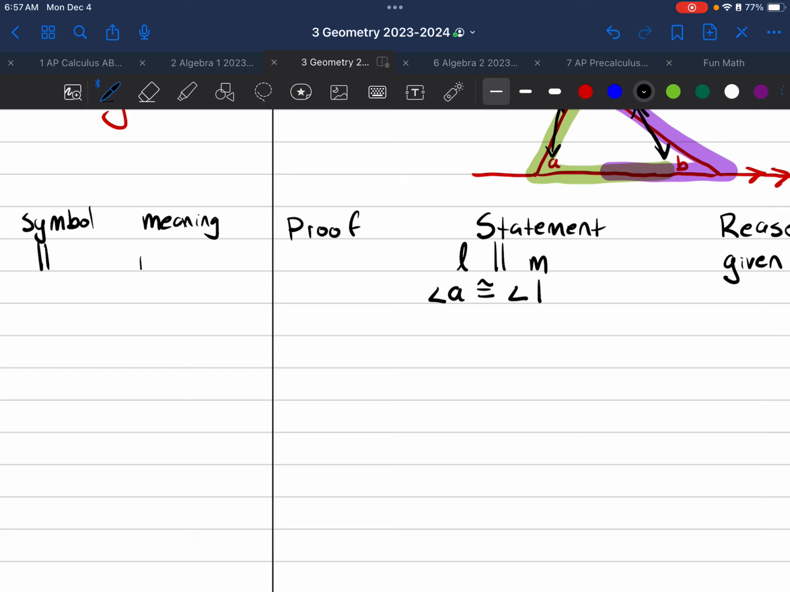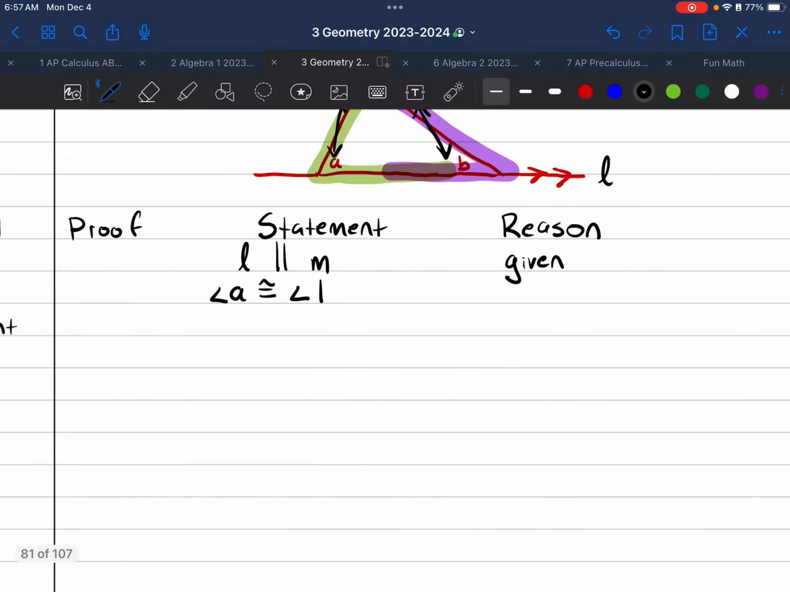This symbol means parallel. If I have a symbol that looks like this, it means angle. If I have a symbol that looks like an equal sign with a little tilde above it, this is called congruent. Okay.